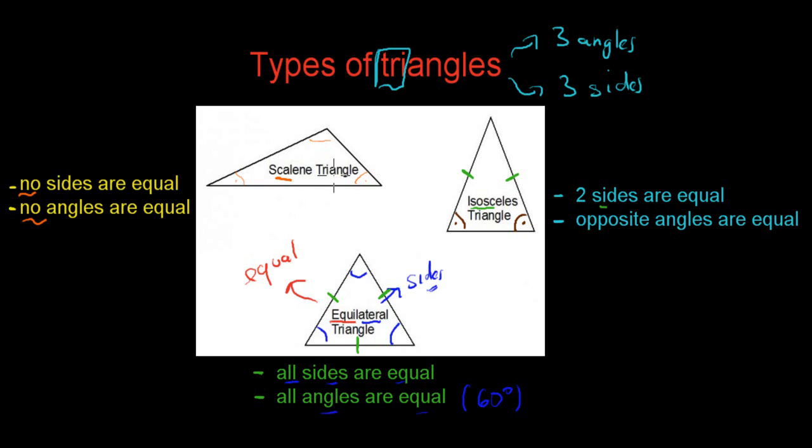And for a scalene triangle, no sides are equal. They're all different length. And also no angles are equal. They're all going to be different angle sizes, different degrees. Right? So that's what you should know. Know these 3 names and their properties as well.